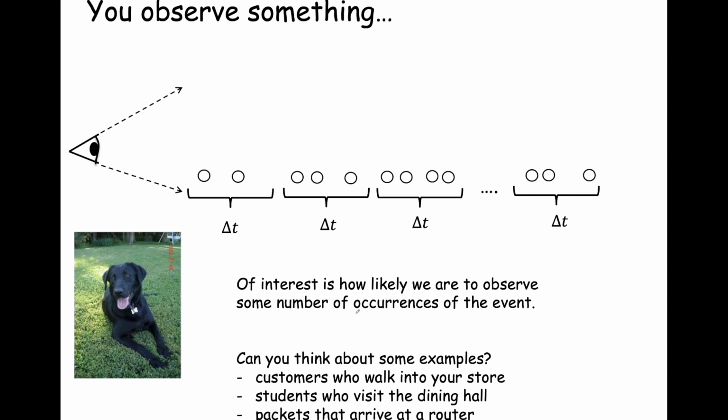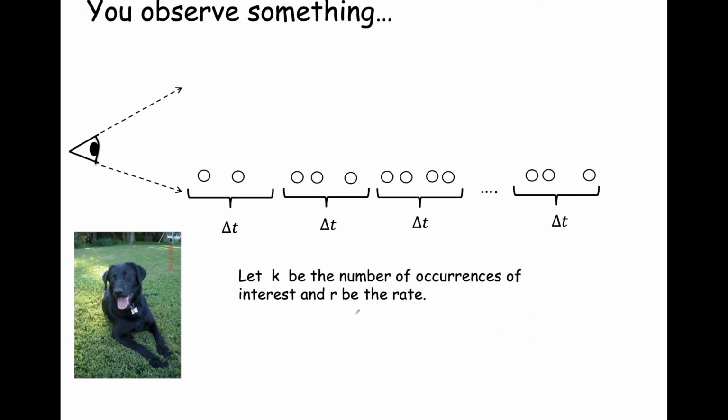And the number of packets per unit time that arrive at the router for some delta t, that's our rate. And now you're looking at the average rate. Okay, so let's define K. And K is going to be the number of occurrences of interest. And so we're interested in K equals 2 in this first window of observation, K equals 3 in the second window of observation, K equals 4 in this third window of observation, and lastly, K equals 3 for this last window of observation.